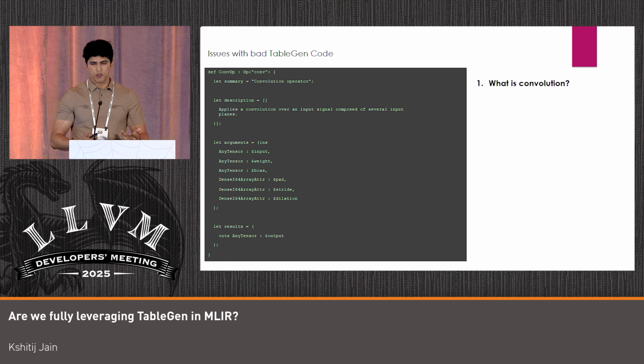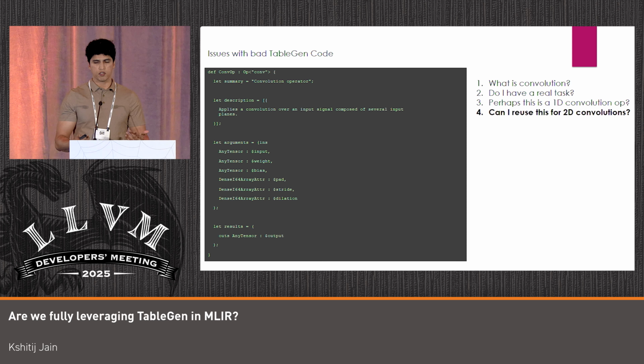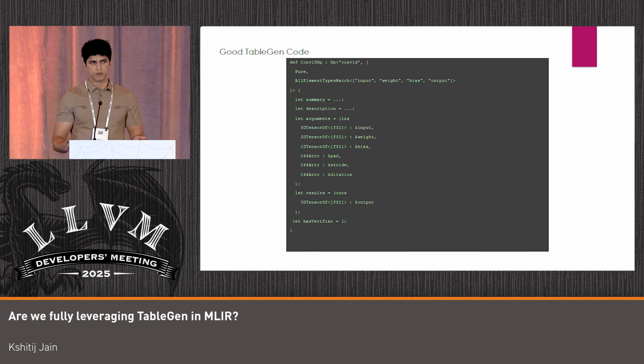You might wonder if you have a real task or if someone's already done it for you. If you do have an ML background, then you might perhaps wonder if this is a 1D convolution. Then you might wonder if you can reuse this for 2D convolution. But what if instead in your code base you found this TableGen code instead?